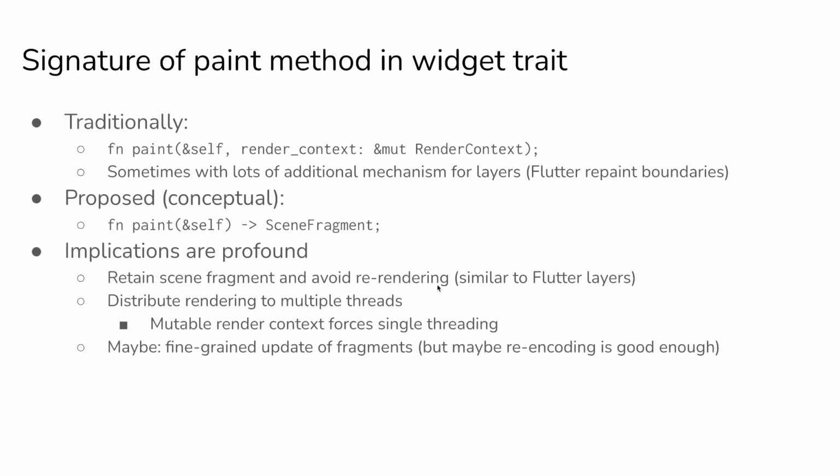You can farm this out to multiple threads, and maybe we'll have a way of updating a scene fragment. It is a fairly simple value type, so you can imagine going in there and just changing a color, or changing an opacity. But maybe just re-encoding is good enough. Maybe that's not a real performance issue.